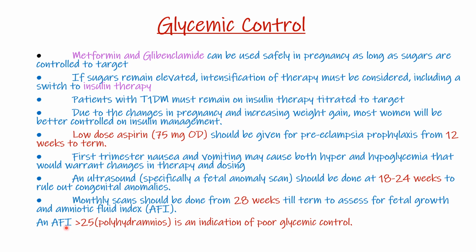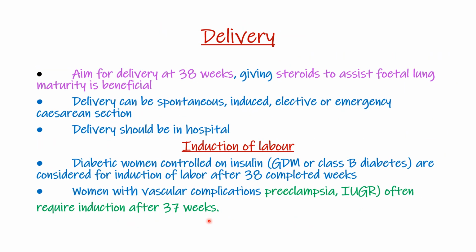And if it is greater than 25, this is an indication of polyhydramnios, which is an indication of poor glycemic control. So management in terms of delivery, we normally aim delivery at 38 weeks, and giving steroid to assist fetal lung maturity is usually beneficial. And the delivery can be spontaneous, induced, elective, or emergency CS depending on the individual patient. And the delivery should be done in hospital.